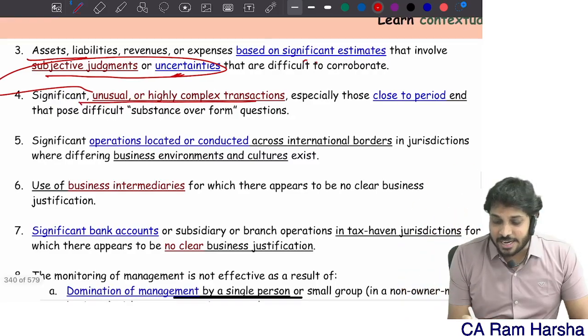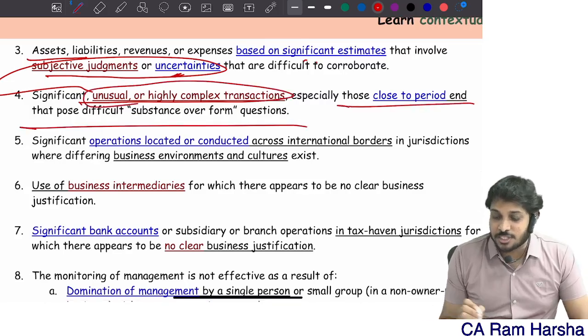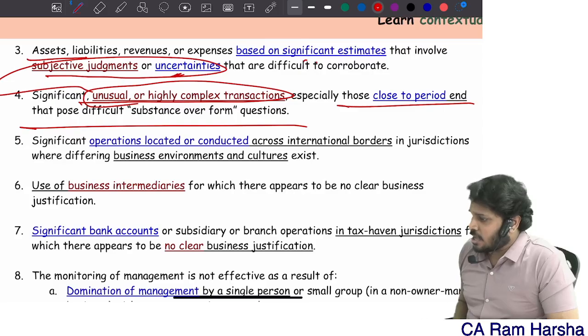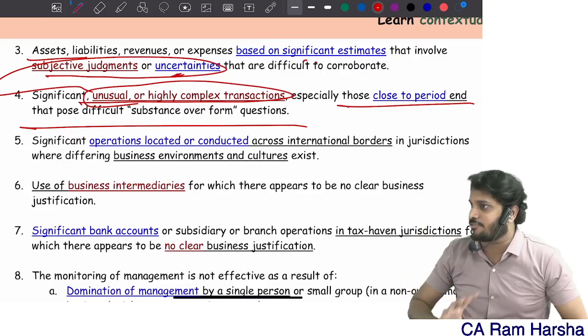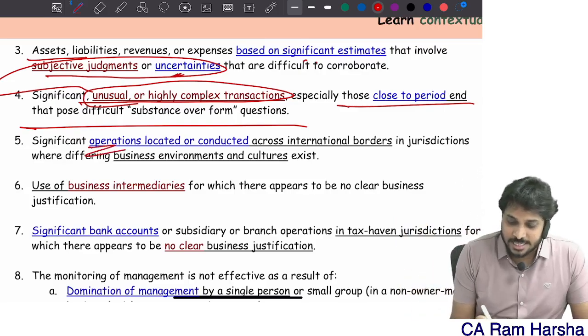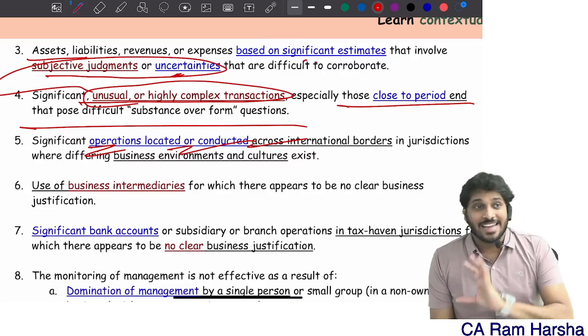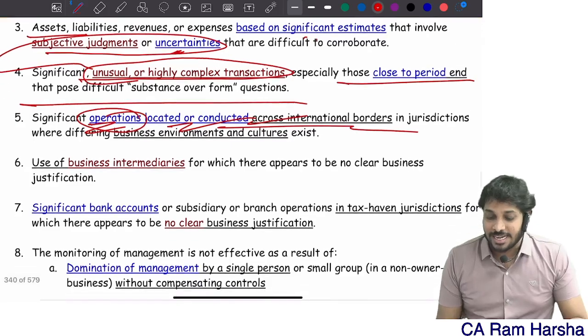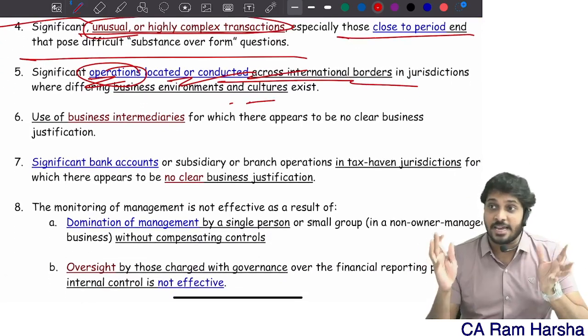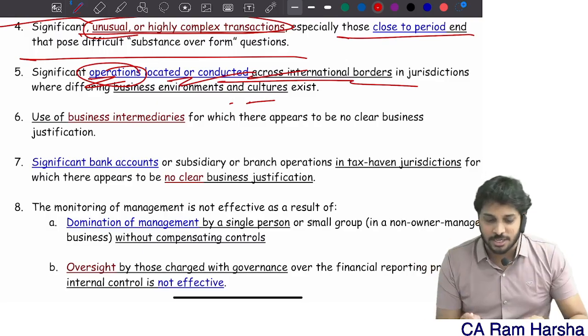Now, significant, highly complex transactions, especially close to period end, nearly at the end of the audit, near the closing of the financial statements, suddenly doing fraud. Next, significant operations located across international borders. Many operations at international borders raise questions about applicability of tax laws, all that.